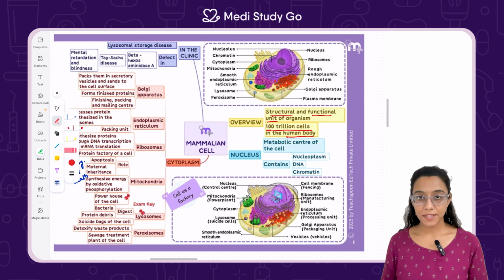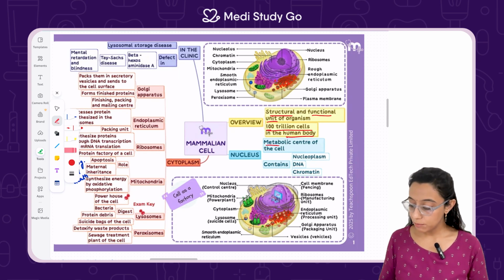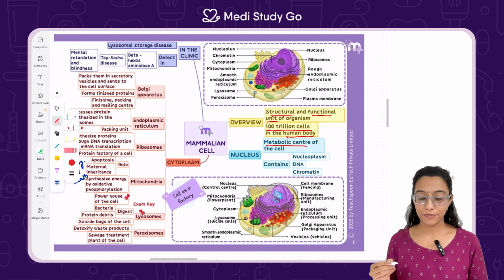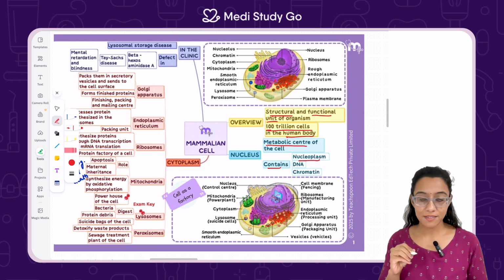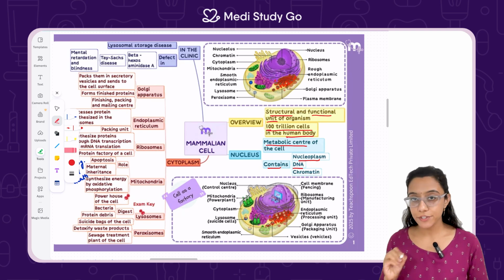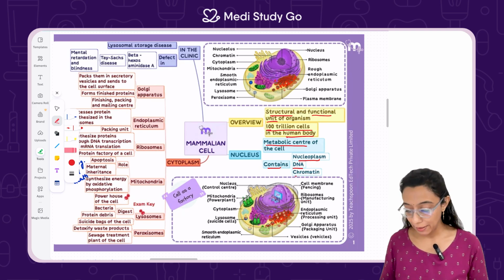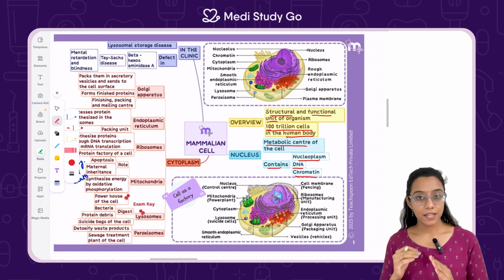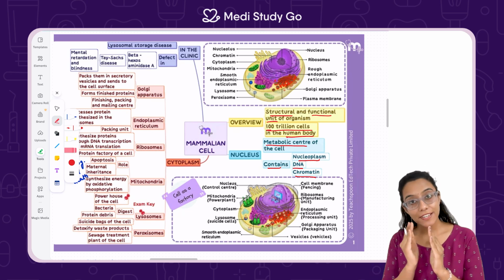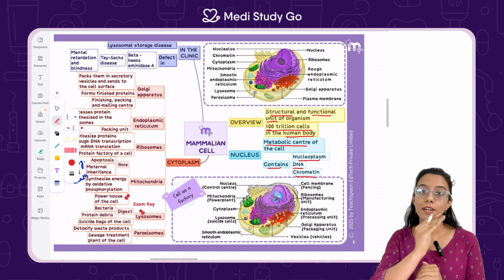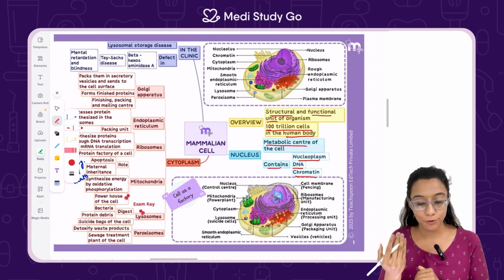Let's begin with the nucleus, which is also called the metabolic center or the control center of the cell. It contains the nucleoplasm, which is the cytoplasm of the nucleus, the DNA, which is the genetic material, hence it is called the control center, and the chromatin. Now this DNA gets converted into an RNA, and this information from an RNA goes to the ribosome wherein the proteins are formed.